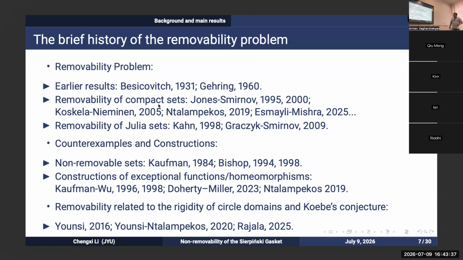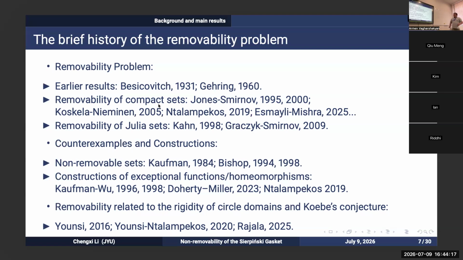For the non-removable sets, it's mainly by Kaufman and Bishop, and also constructions of the exceptional functions by Kaufman and Wu, and Doherty and Miller in 2023, and Ntalampekos in his paper. And of course, as Reedy told, removability is highly related to the rigidity of circle domains and Koebe's conjecture. The first I knew is Yang's paper, and of course, the Younsi and Yang survey paper is very important in this field.